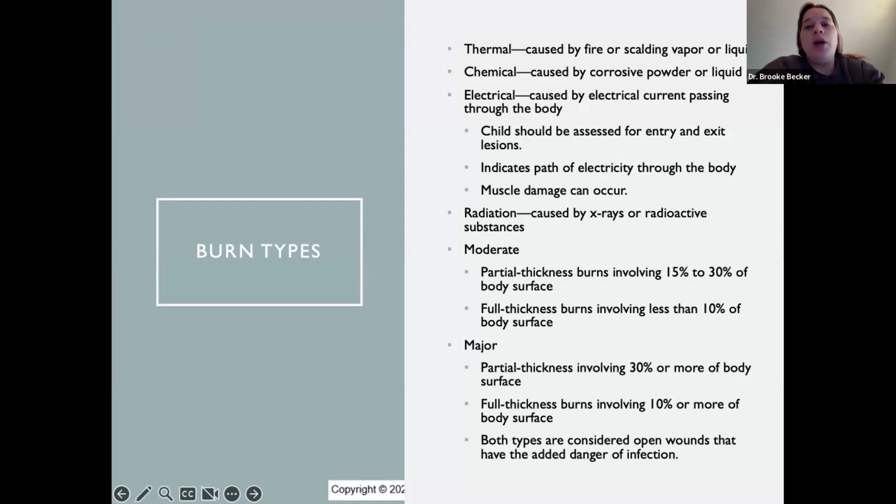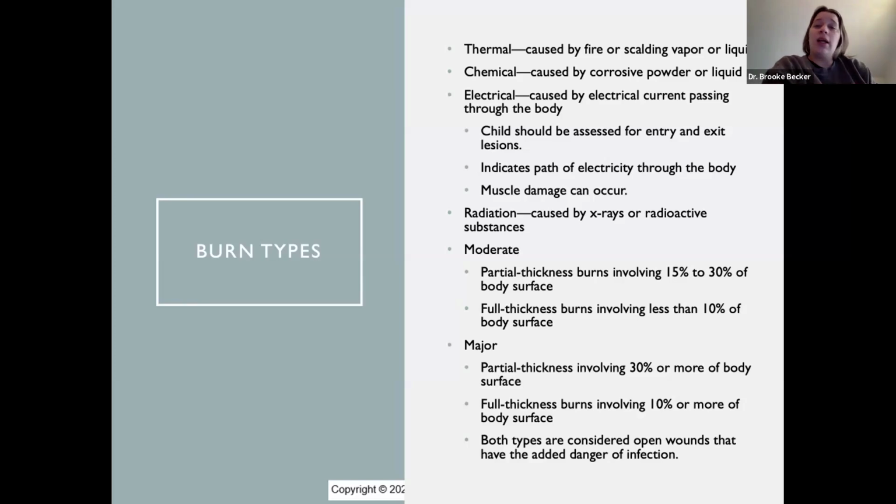Obviously, depending on what's causing the burn, you're going to see a different kind of burn pattern. So thermal burns are going to be caused by fire or scalding vapors or liquids. So, house fire, or a toddler reaches up, there's boiling water on the stove, and they pull the boiling water over on themselves. That would be a thermal burn.